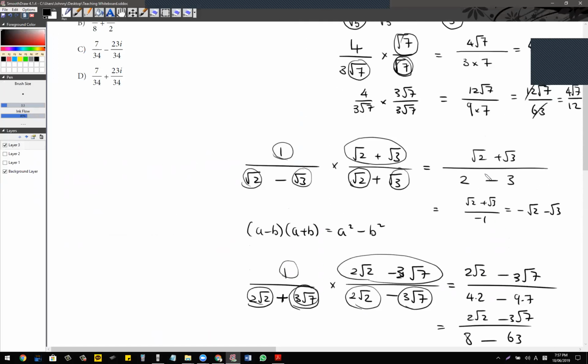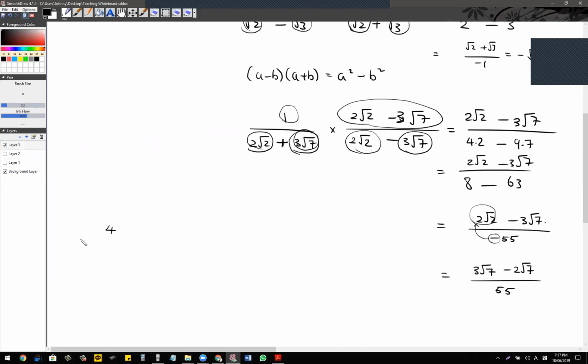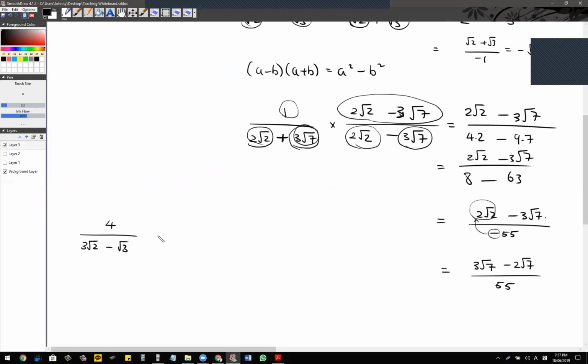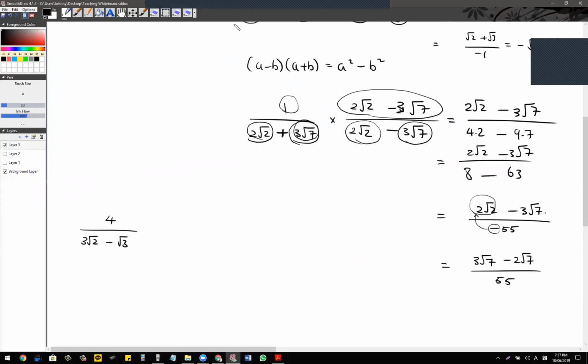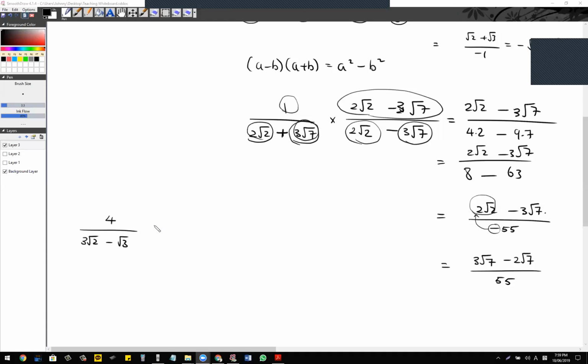So I want you to try this now. Let's say 4 over 3 root 2 minus root 3. I want you to try this. Square what's inside the root. So this one here is 3 root 2 plus root 3. Oh, sorry, it wouldn't be over 9, it'd be over 27. We multiply by the conjugate of this one.